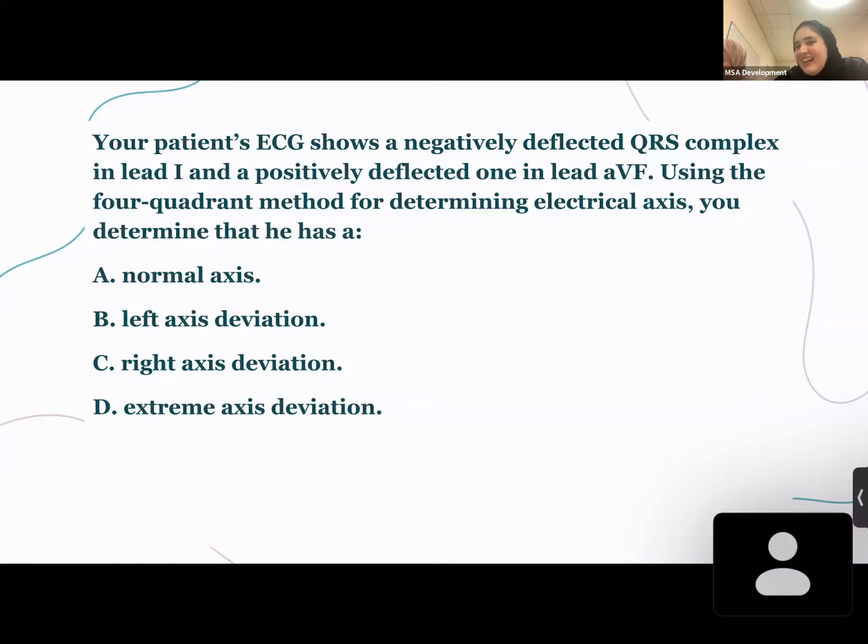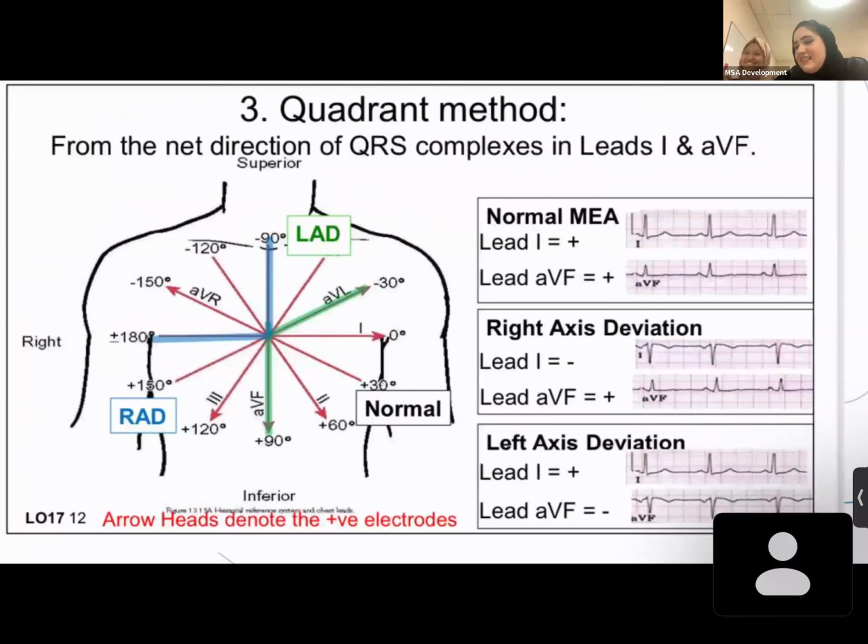Basically, as you guys said, it is C. Depending on the quadrant method, the normal one is where lead 1 is positive, so the QRS is up, and lead aVF is positive too. So both of them are positive. That's what we normally see in a healthy patient. But if we have right axis deviation, lead 1's QRS is going to deviate down rather than up, so it is negative, and the aVF is going to stay normal. So when we see lead 1 is down and aVF is normal, that's how we know it's a right axis deviation.